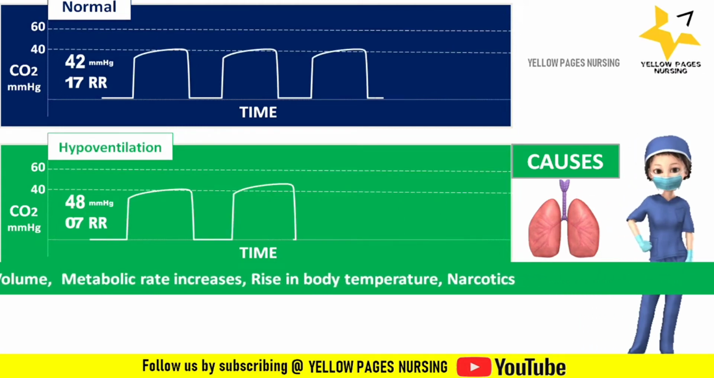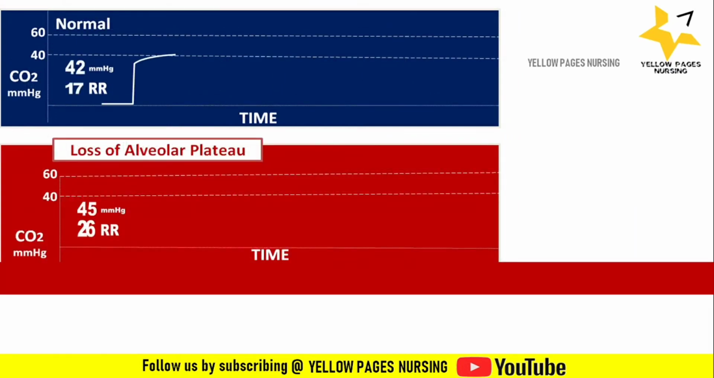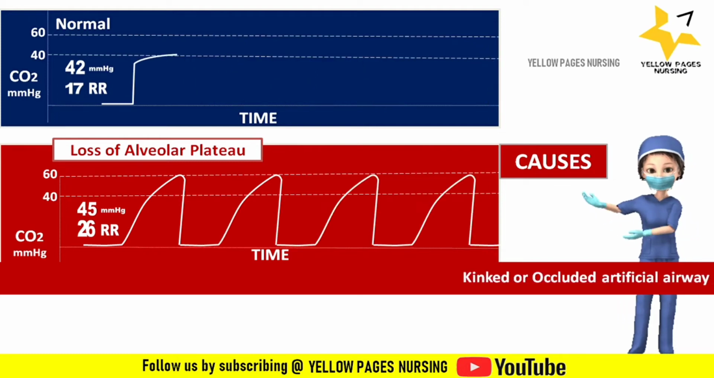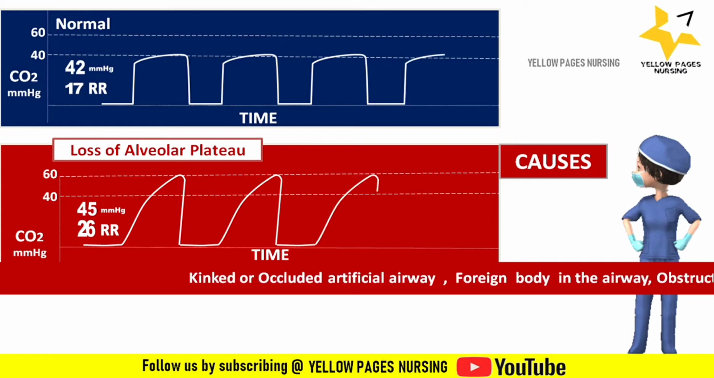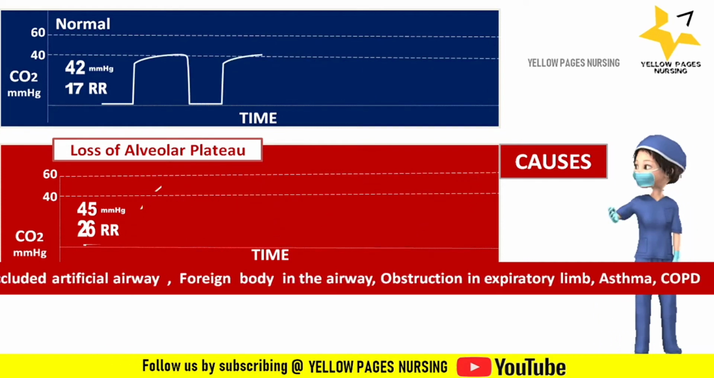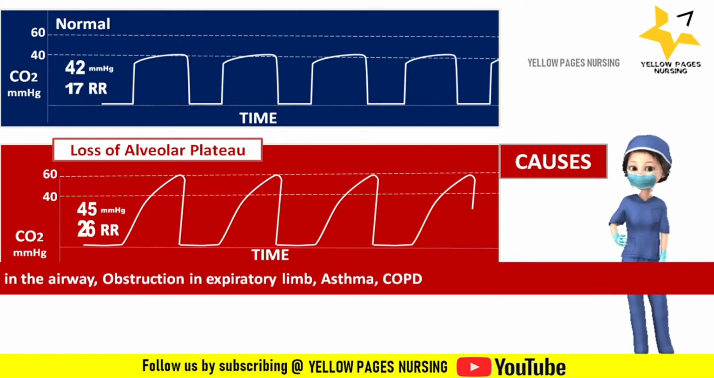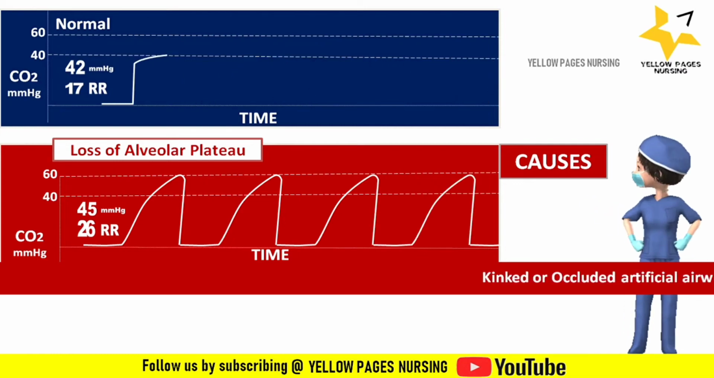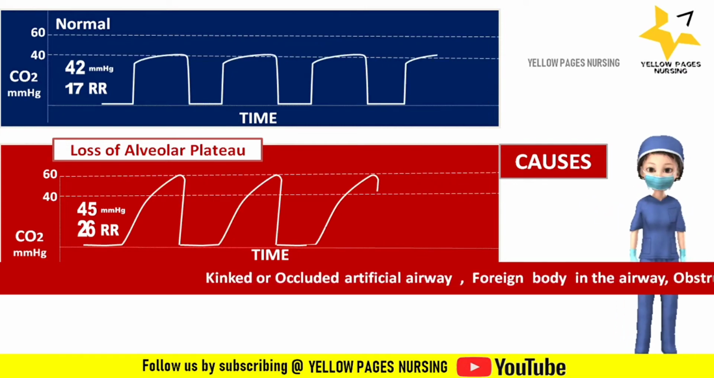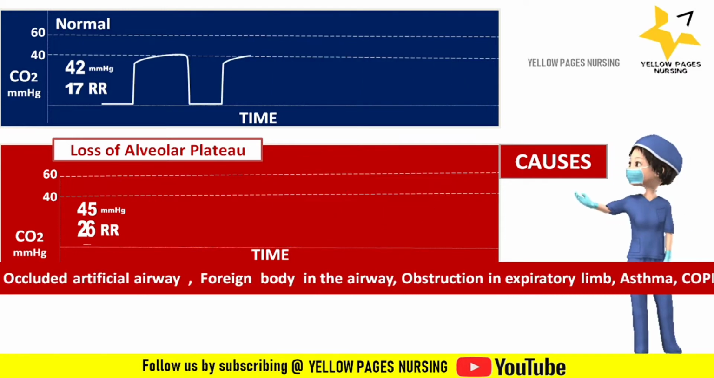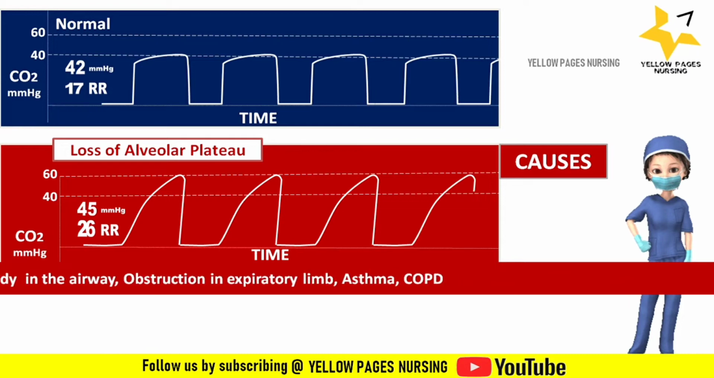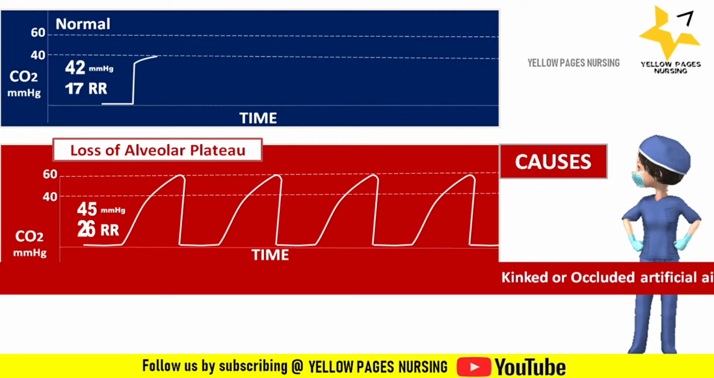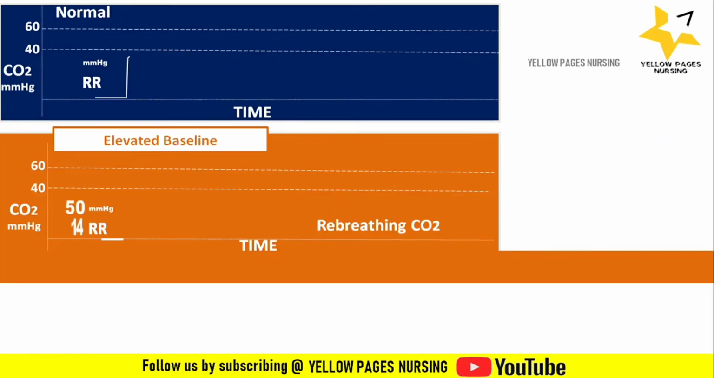Next comes the waveform with loss of alveolar plateau. In this type of waveform, there is no phase 3, that is, there is no alveolar plateau, which indicates incomplete or obstructed exhalation. The waveform is specifically termed shark's fin pattern waveform. The causes include kinked or occluded artificial airway, foreign body in the airway, obstruction in expiratory limb, and conditions like asthma, COPD, etc.